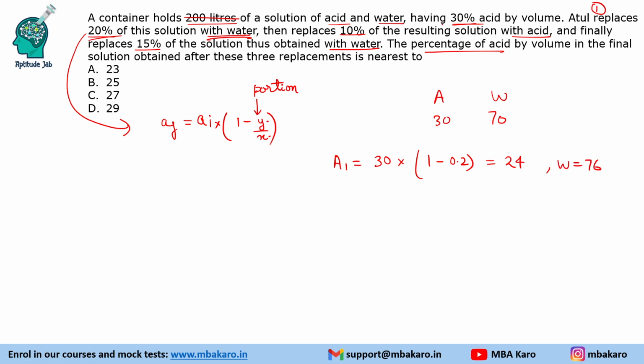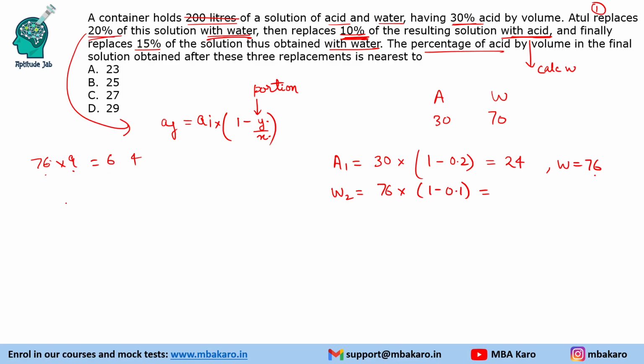Now in the second transaction, he is replacing 10% of solution with acid. So that means we will calculate water in this scenario. So water after the second transaction: water was 76 here, 76 into 1 minus 0.1 or 90% because we are replacing 10%. So subtract that percentage, that is 90%. So 76 into 9 is how much? A quick way to do it, even if you do not know the tables, you can use divisibility rules to find the product with 9. So 7 into 6 is 42, and 7 into 9 is 63.